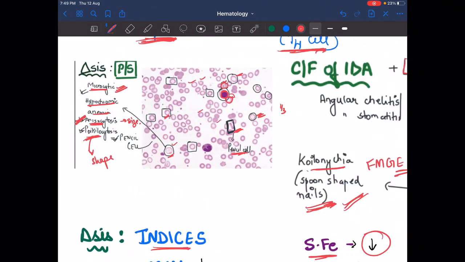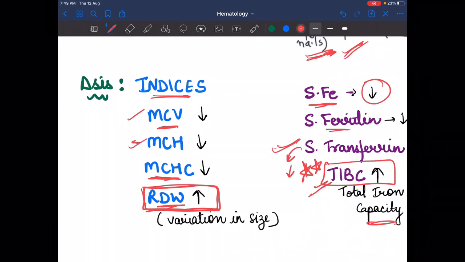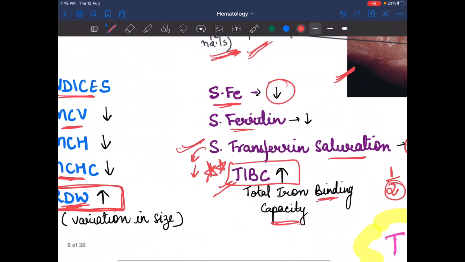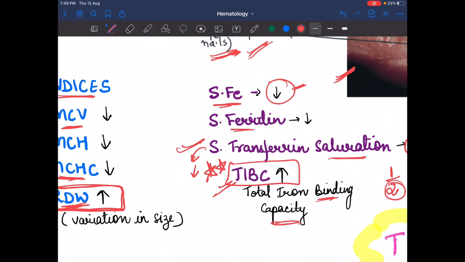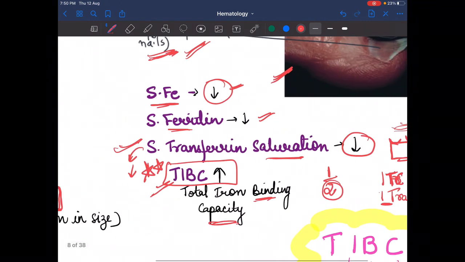Now on the blood indices, what do we find? MCV is reduced, size reduced, color reduced, meaning MCH value is reduced, MCHC is reduced. MCHC only increases in hereditary spherocytosis. Red cell distribution width is increased because they show variable size, so RDW increases. Serum iron is decreased because iron does not absorb. The storage form is also reduced because we are utilizing our storage form of iron. That's why serum ferritin is reduced, and serum transferrin saturation is also reduced.